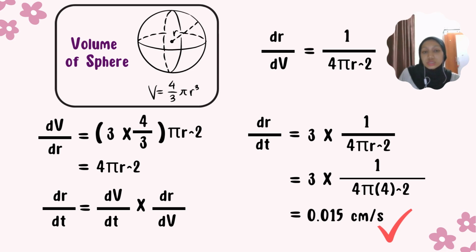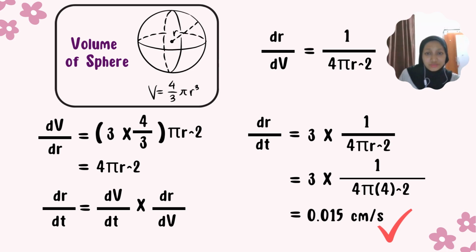So this is the dV over dr. When we need dr over dV, we just need to flip the dV over dr position. So dV will become the denominator and dr will become the numerator. When we flip it, it will become 1 over 4 pi r squared.